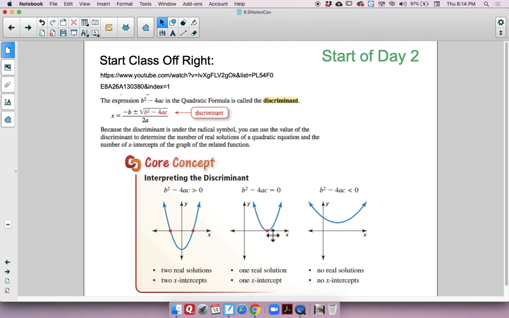In other words, the vertex of the parabola, whether it opens up or opens down, would be on the x-axis. And what if b squared minus 4ac is less than 0, in other words a negative number? Can you take a square root of a negative? Absolutely not. So a graph might look like this, or it might be down here like this. No real solution, because it doesn't have an x-intercept.